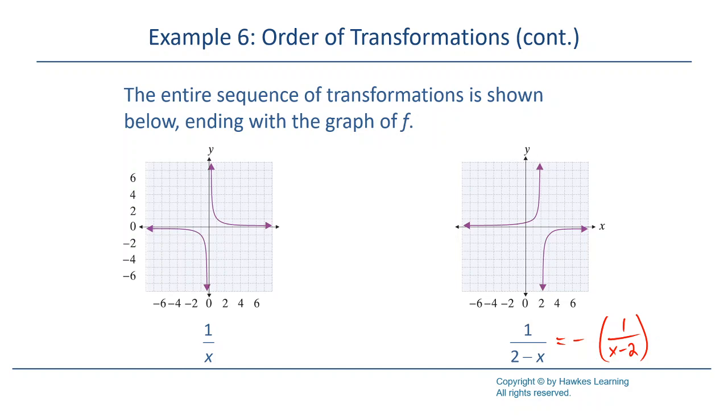And so it was shifted to the right 2 because it was x minus 2. And then it was reflected over the x-axis.